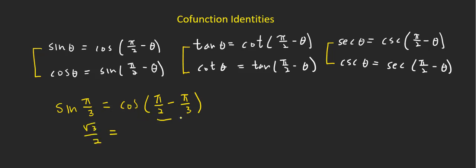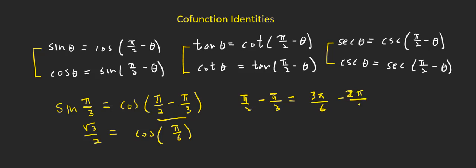What about cosine of this? Well, if you simplify it using a common denominator, you are going to get pi over 6, since pi over 2 minus pi over 3 is 3 pi over 6 minus 2 pi over 6, which is pi over 6. Now, what is cosine of pi over 6? Well, that's radical 3 over 2. So indeed, these two are equivalent.